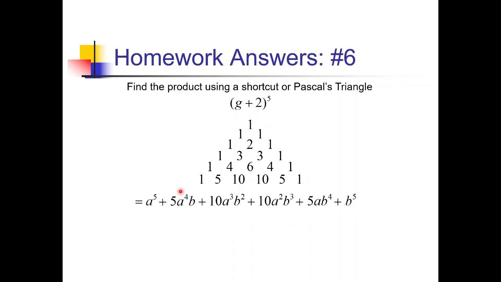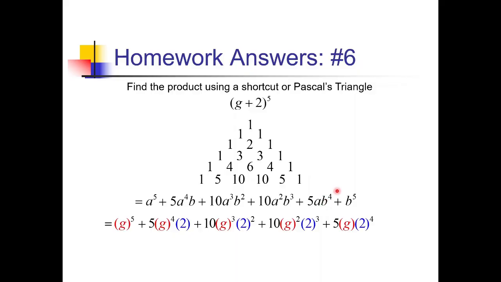So for the a's and the b's, g is my a value, and 2 is the b value here. So a to the fifth is really just g to the fifth. Then we have 5g to the fourth times 2. And then we have 10g cubed times 2 squared. And 10g squared times 2 cubed. Then 5 times g times 2 to the fourth. And finally, this last one is 2 to the fifth.